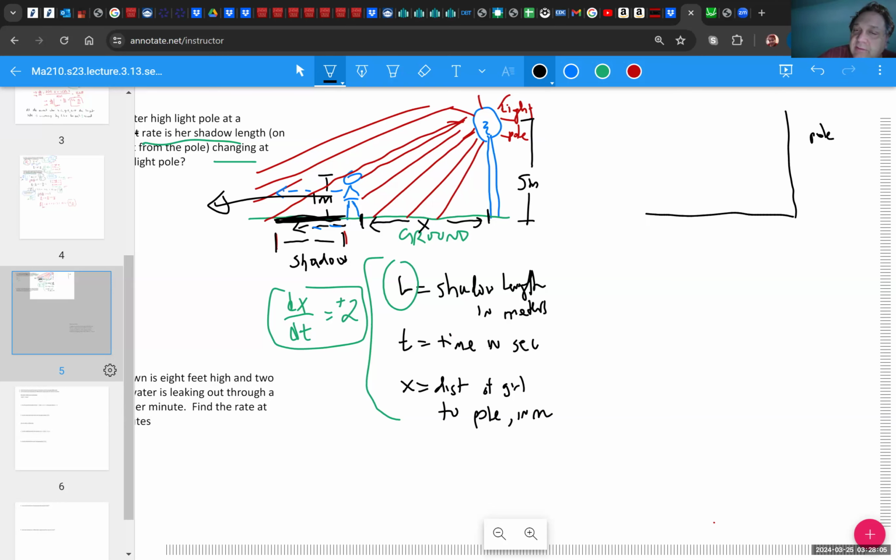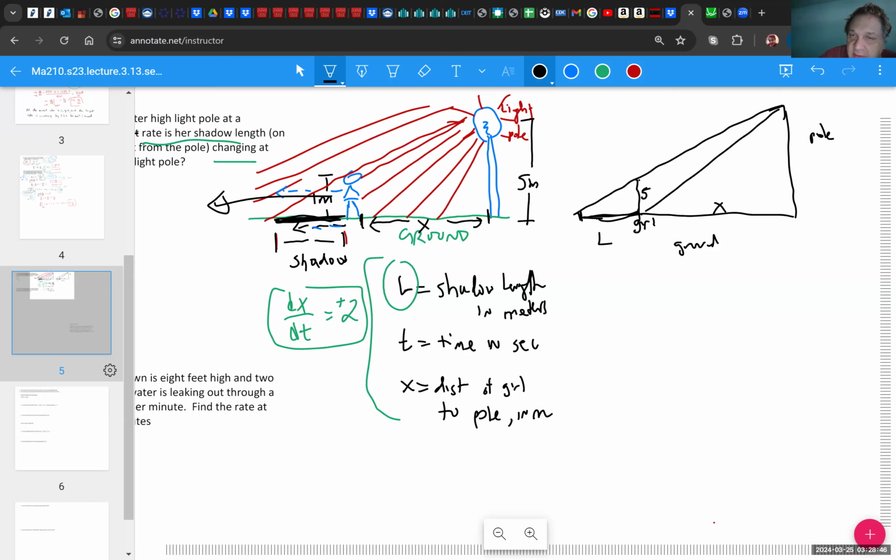Here's the ground. This is the girl right there. This distance is x. We have a shadow. So this is the shadow length right here. Oh yeah, we have L for shadow. So L right here, from here to here is L. This is where the shadow is. I'll make another little ray up here going to the top of the pole. Oh, the pole is 5 meters tall, so this has got to be 5.